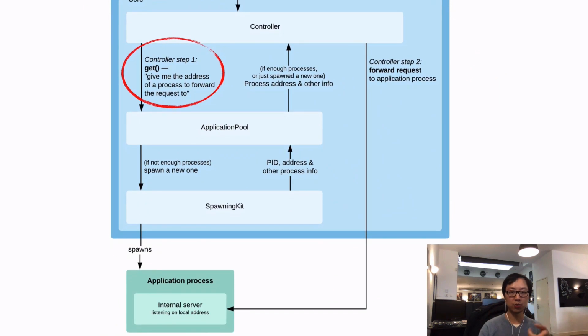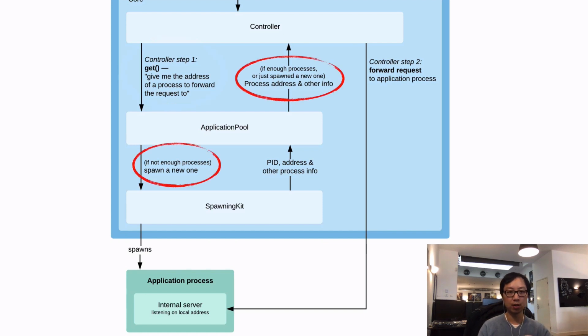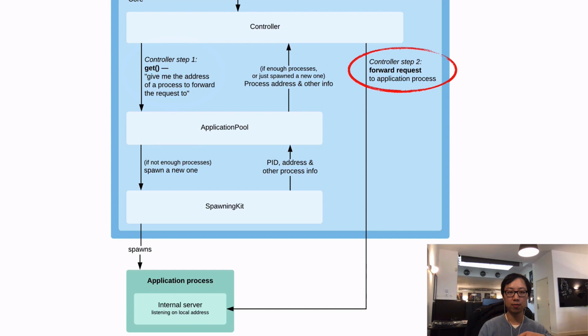And here you see the controller performing the interaction with the application pool as I described before. It asks the application pool, give me the address of a process I can forward the request to. Then, depending on whether there are enough processes around, the application pool will either immediately return the requested information or spawn a new process through SpawningKit first. The controller then proceeds to forward the request to the application process.